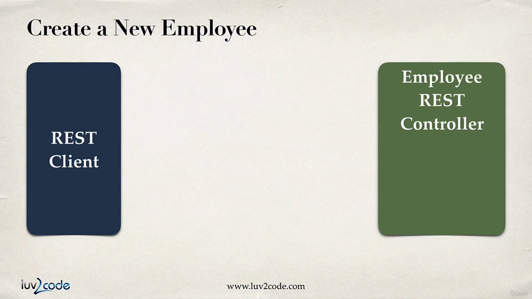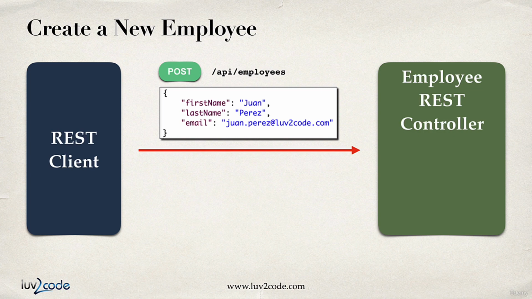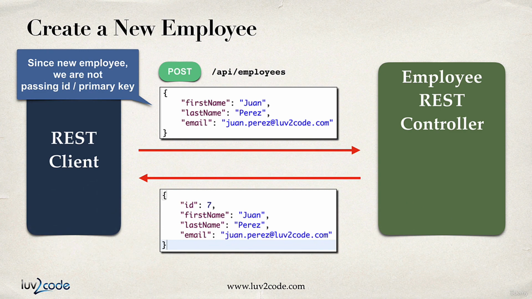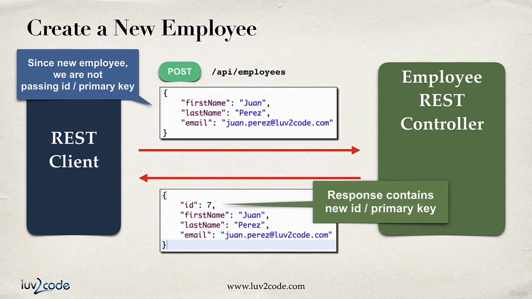Now let's look at creating a new employee, right? So to create a new employee, we use the post method, and in the JSON body, we give the actual information for the first name, last name, and email. And since this is a new employee, we're not passing over an ID or a primary key because that'll actually be generated for us on the back end by the database. So then we'll get the actual response back. So they'll basically echo the response, and they'll also include the actual new ID or the primary key that was generated by the database. So this looks really good. I like this.